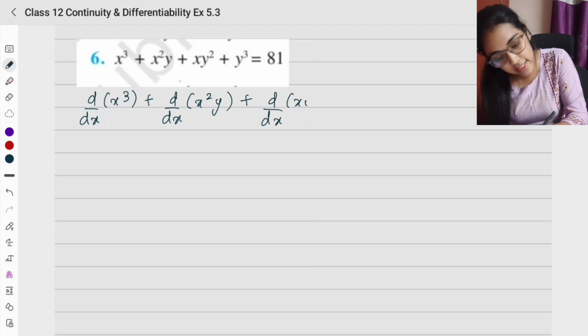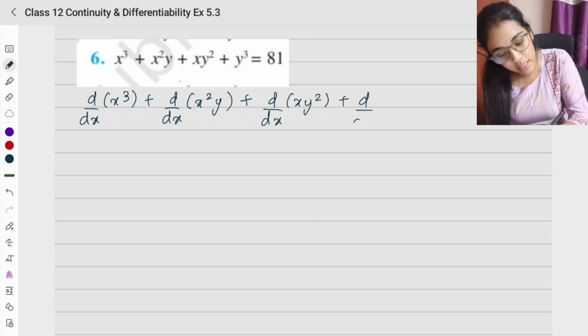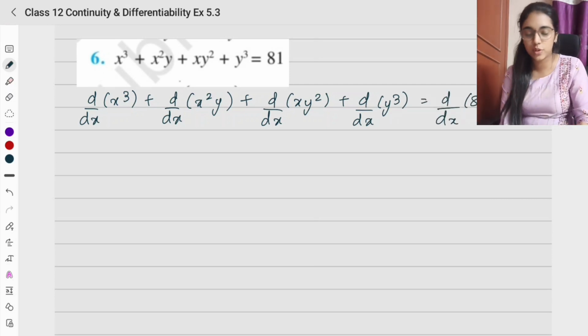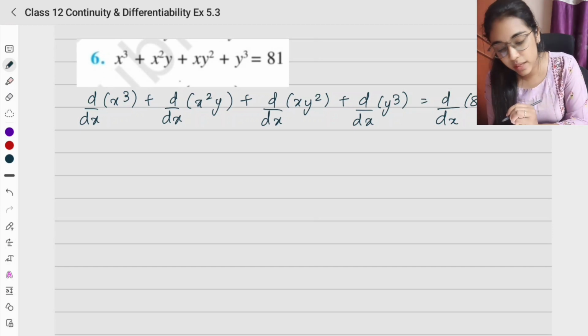dx of x y square plus d by dx of y cube is equal to d by dx of 81, which is going to be 0. d by dx of any constant is going to be 0. Next step, let's write. So, here d by dx of x cube.